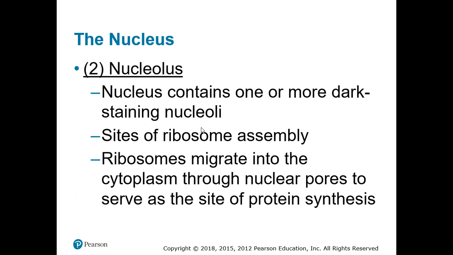Section 2 is the nucleolus. This is a darker stained part of the nucleus when we're looking at a slide. The important part about the nucleolus is this is where ribosomes are assembled. Now, ribosomes are an organelle that we're going to cover later in this lesson, but the whole point of a ribosome is eventually to go make a protein. What happens is once ribosomes are made, they go out through the nuclear pores into the regular cytoplasm, again, where proteins are going to start to be made.